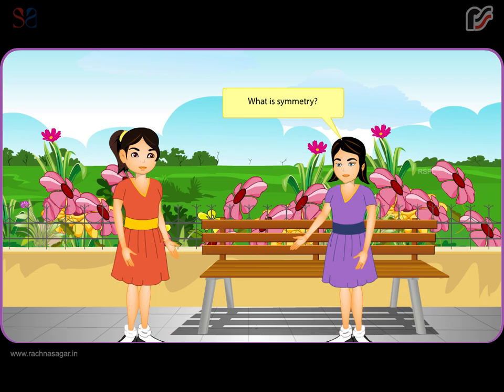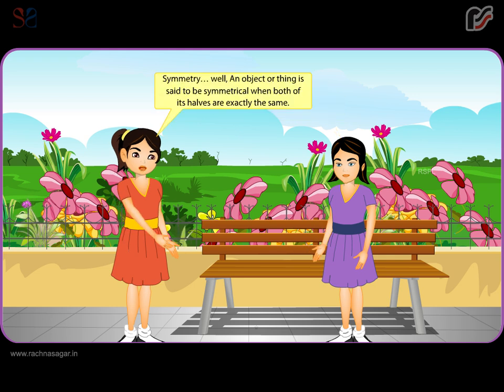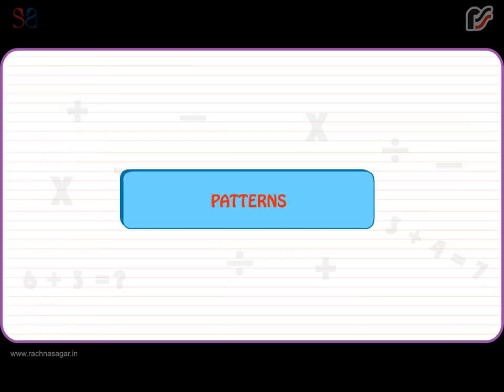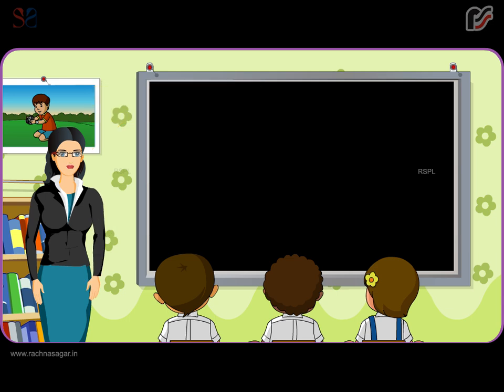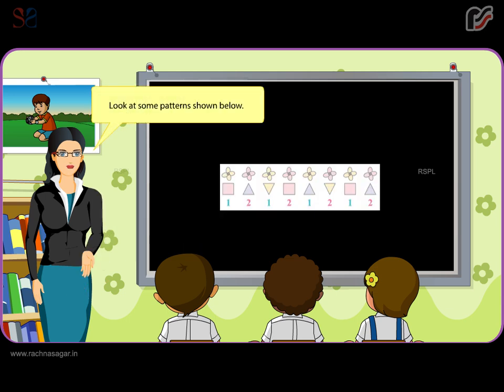Symmetry. What is symmetry? An object or thing is said to be symmetrical when both of its halves are exactly the same. Patterns. Patterns are found everywhere around us, whether it may be in numbers, designs, etc. They are made in a regular or logical form or order and are mostly repetitive. Look at some patterns shown below.